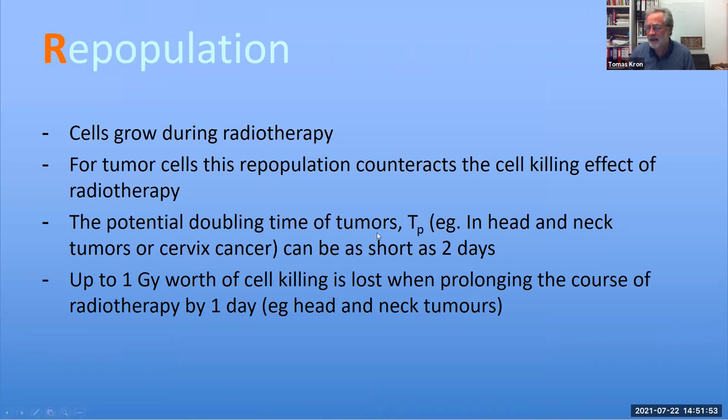The potential doubling time of tumors can be as short as 2 days. That basically means if you have just a small tumor which is well oxygenated, well nourished, then it can grow very, very fast. Every 2 days it doubles, which basically means it takes away 1 gray worth of cell killing for every day. So basically, if at the end of a course of head and neck cancer radiotherapy, I introduce a weekend, a 2 day break for the patients, we basically waste 1 fraction of 2 gray as we wait for the tumor to repopulate.